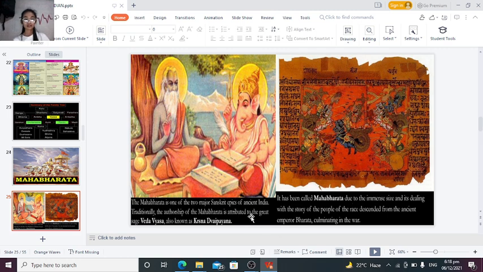So, the Mahabharata is one of the two major Sanskrit epics of ancient India. Traditionally, the authorship of Mahabharata is attributed to the great sage Veda Vyasa, also known as Krishna Dvaipayana. So, it has been called Mahabharata due to its immense size and its dealing with the story of people of the race descended from the ancient emperor Bharata, culminating in the war.